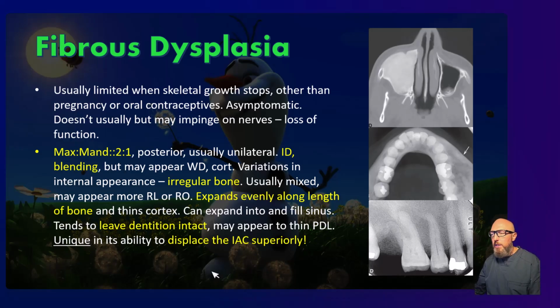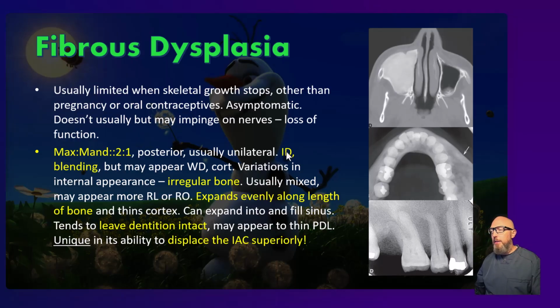It does occur more commonly in the maxilla, although it can occur in either. As we said, it's usually unilateral, usually isolated to one bone, and in fact, when it aligns with a suture line, it comes to an abrupt stop. And so if you see it at, say, the zygomaticomaxillary suture, and it ends right there, and you have a normal zygoma and abnormal maxilla, that's pretty pathognomonic for fibrous dysplasia.